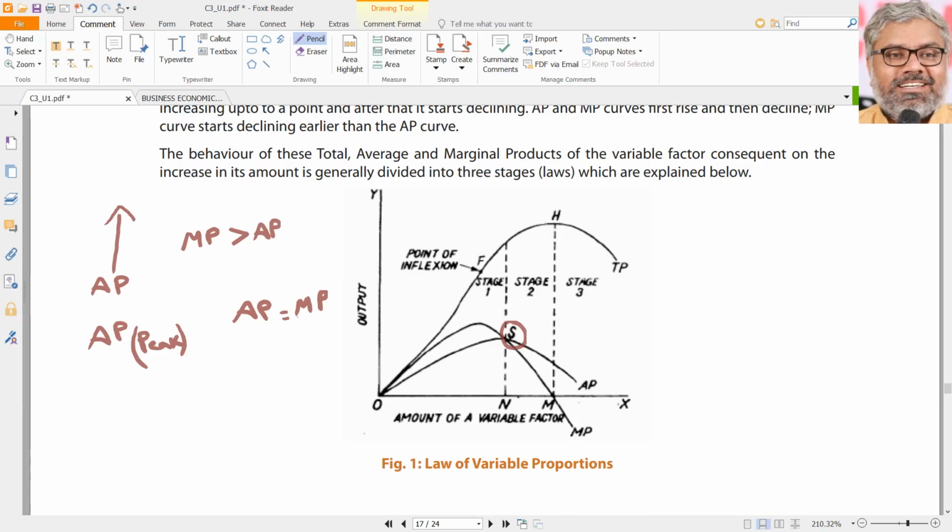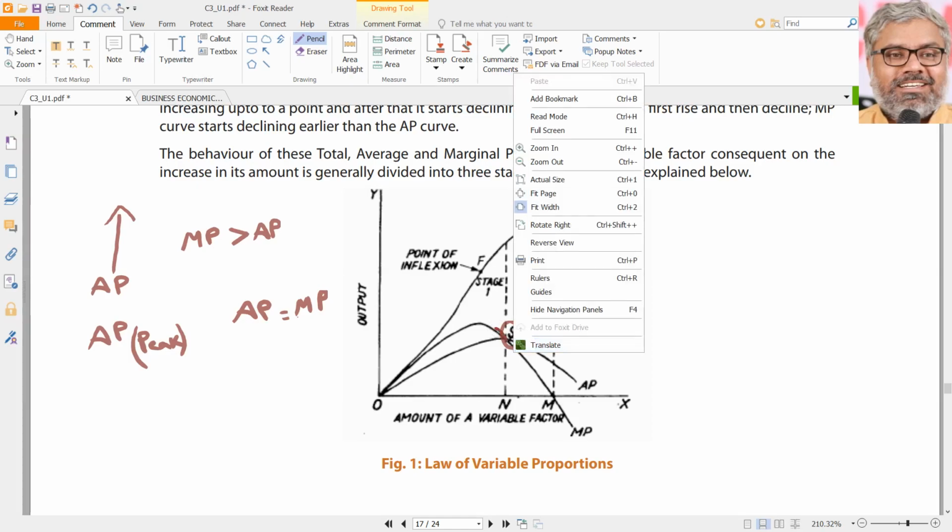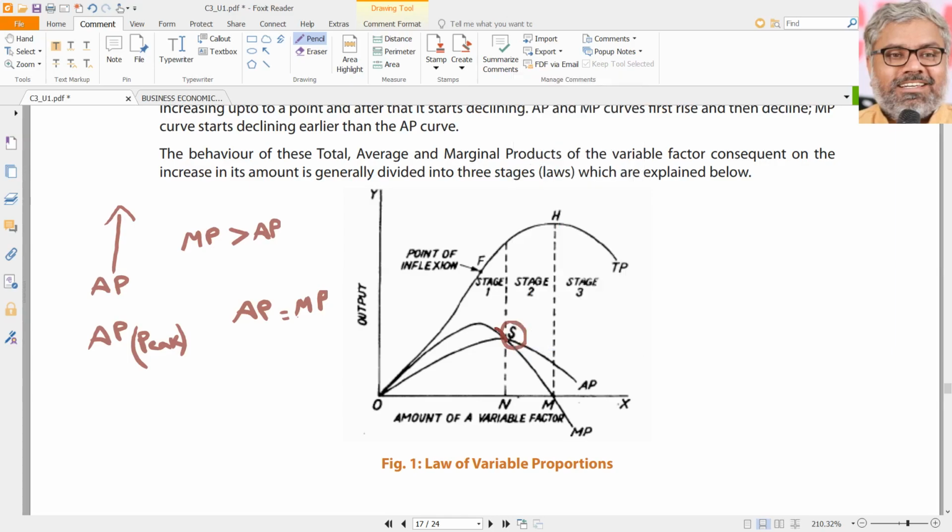That also is a point. So our marginal product line is cutting here, from where? Is it cutting from above or below? It is cutting from above. So that is the second thing. When the average product is at its peak, marginal product is equal to average product. So that is the second thing we can think about.